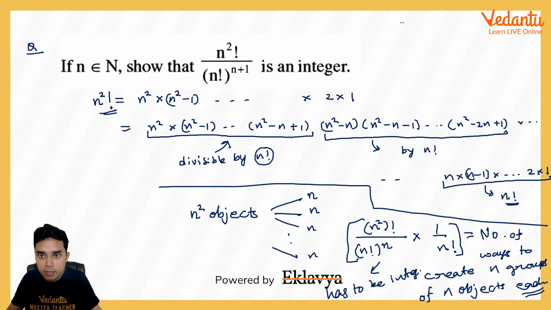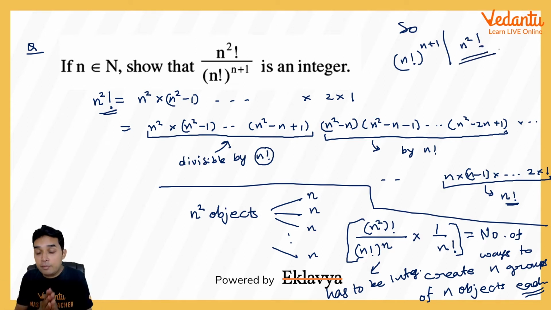I think this is done. Let me write it here. So n factorial whole raised to the power n plus 1 divides n square factorial. That's it. So this can be a very good use of group formation in a number system question also. Although let me tell you, this question can be done by number system also, in which you can find the additional n factorial factor, but here I am talking about only group formation. So this is how this is done.